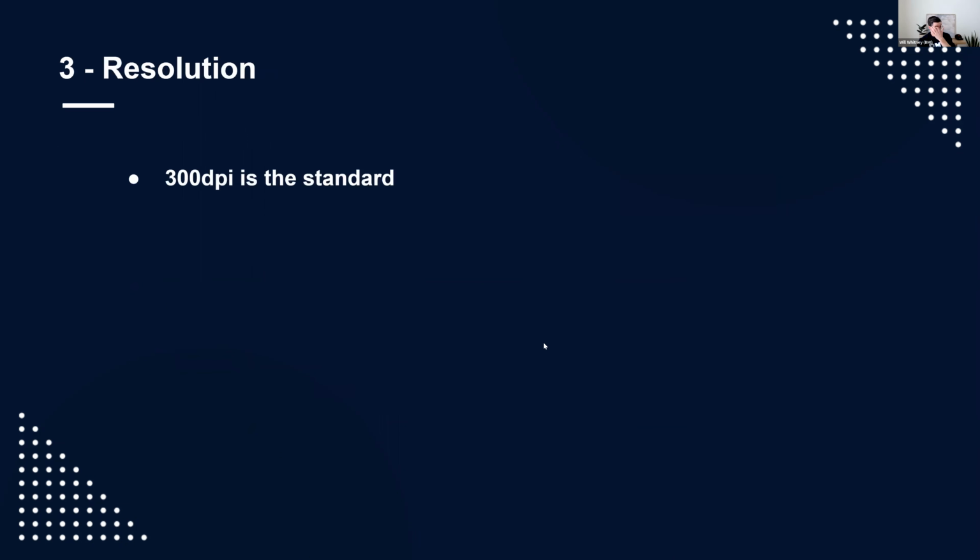All right, resolution. So 300 DPI is a standard, dots per inch, or pixels per inch. 99.99% of projects are done at 300 DPI. Some paper projects are done at 200 because you're scanning from the source material, the actual paper.